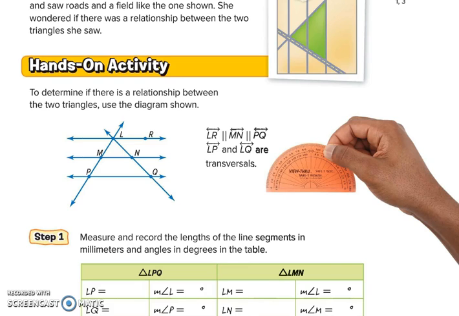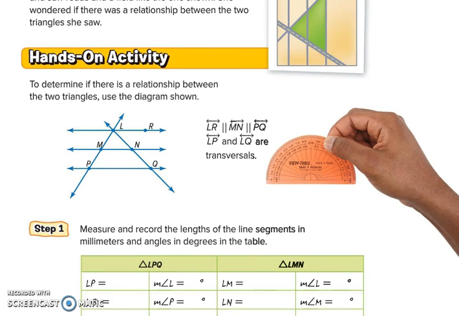So in this diagram we just have it written out with the lines, and basically you have three parallel lines and a few transversals going through. Line LR, the line at the top, line MN, the one in the middle, and PQ, the one at the bottom, are all parallel to each other. You can see that written there with the bars. And then lines LP and LQ, the lines that cross through, are your transversals.